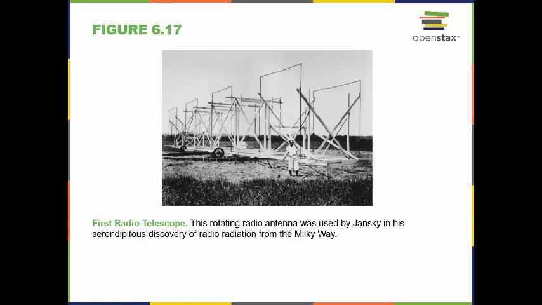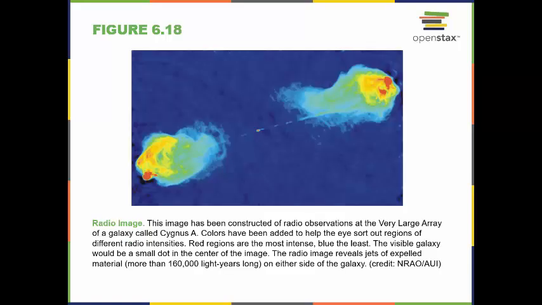We also use radio waves coming from stars and planets. And this rotating radio antenna was used by Jansky when he found out about the radio radiation from the Milky Way. And here we see a radio image. So we record the radio waves that are coming in, and we can produce an image. And these colors represent the intensity of the radio waves coming from, in this case, Cygnus A.